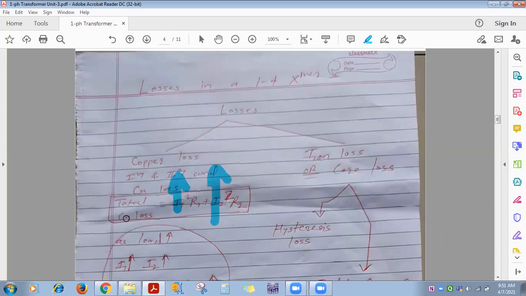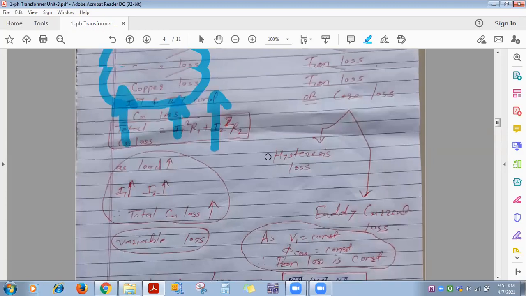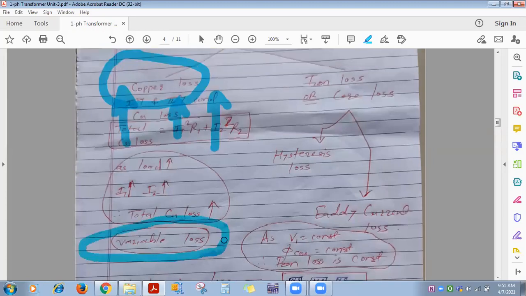So what happens with copper loss? Will it increase? Yes, total copper loss also increases. Means as you are changing load, I1 is changing, I2 is changing, copper loss is also changing. So you will call copper loss as a constant loss or a variable loss? Variable loss. Got it? So MCQ question, which one? Copper loss, constant or variable? So it's a variable. Got the thing?